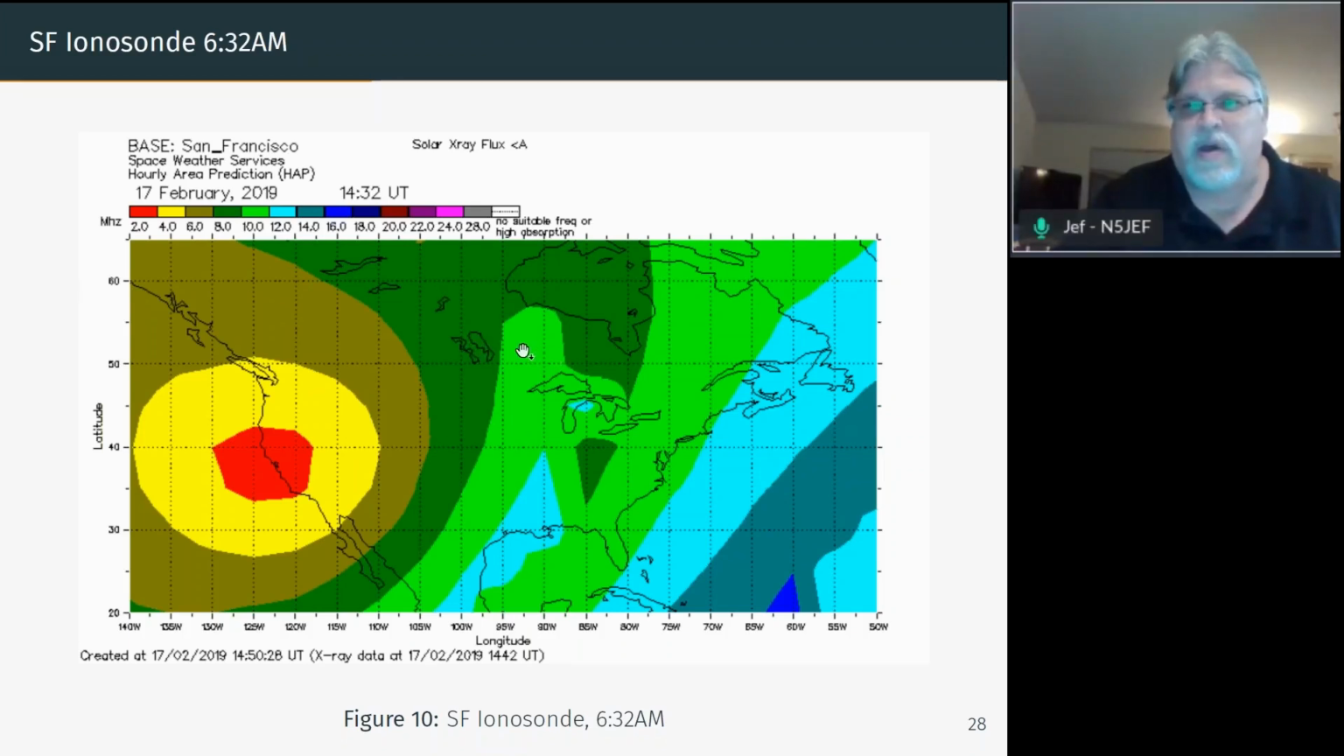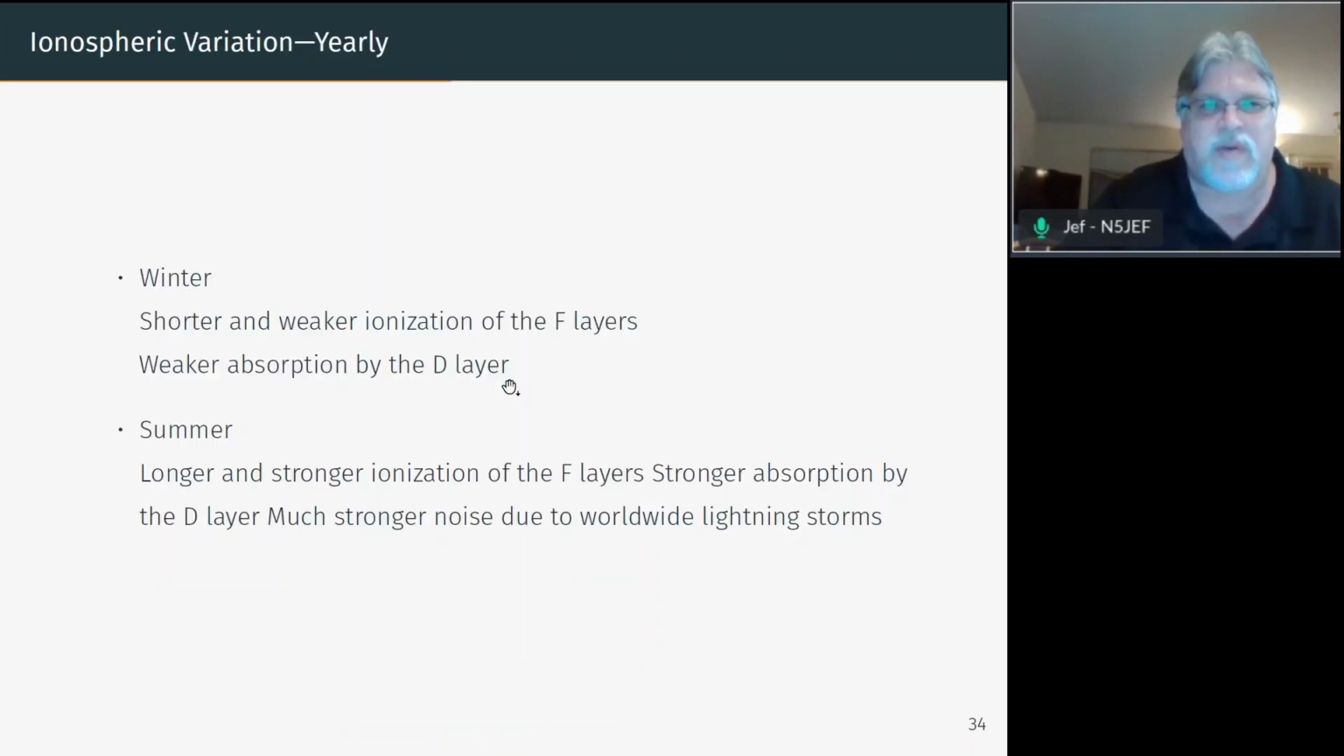So we've talked about who uses NVIS, kind of what its strengths and weaknesses are, and we talked a bit about how important the ionospheric conditions are for choosing the right frequency. Any other questions before we move on to antennas?